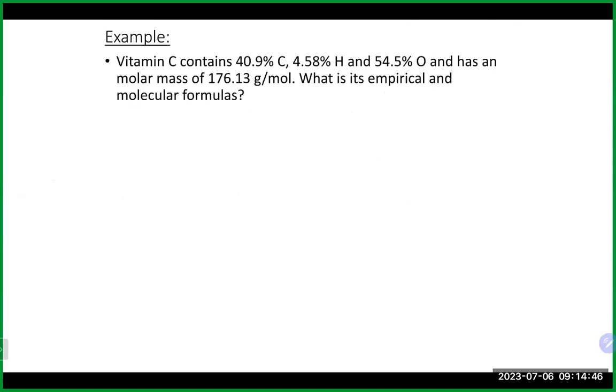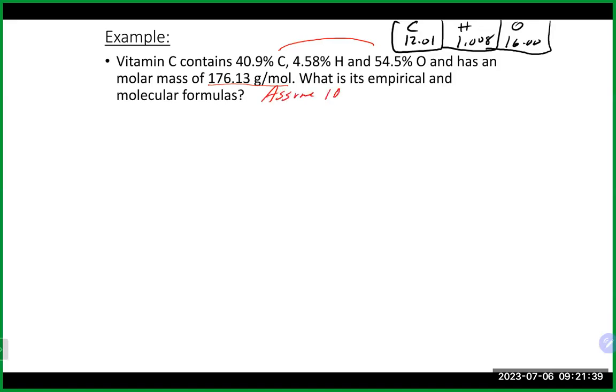All right, let's take a look at one last one then. A little vitamin C: carbon 12.01, hydrogen 1.008, and oxygen 16. The empirical and molecular formula of vitamin C, which has an approximate molar mass of 176.13. Again, I'm going to go with the first approach we've been talking about. I got basically 100% when we add those together. I do have the approximate molar mass of the compound given to us, so we do need to calculate our empirical formula. So I'm just going to assume 100 grams.